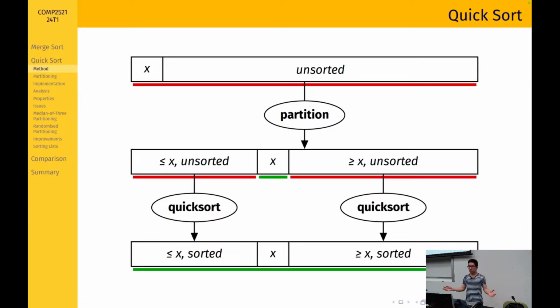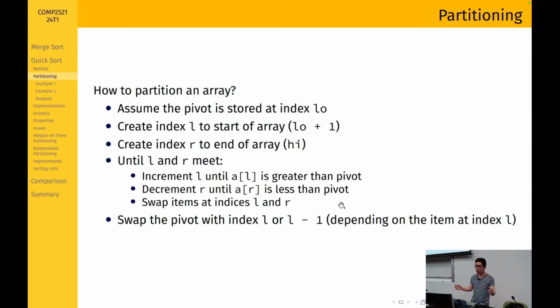The big question here is how do we partition an array? Because quicksort is recursive, we don't need to worry about the recursion, but how does partitioning work? There are different ways of partitioning an array, but I'll just show you one way of doing it.